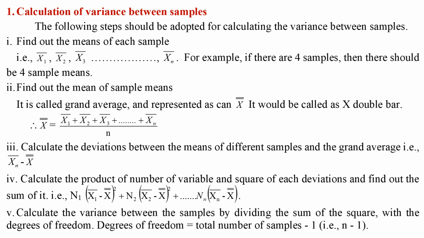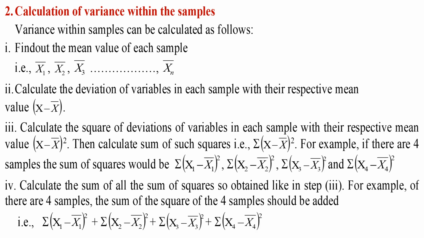3. Calculate the deviations between the means of different samples and the grand average. 4. Calculate the product of the number of variables and the square of each deviation and find the sum of it. 5. Calculate the variance between the samples by dividing the sum of squares by the degrees of freedom. Degrees of freedom equals total number of samples minus 1, that is, n minus 1.